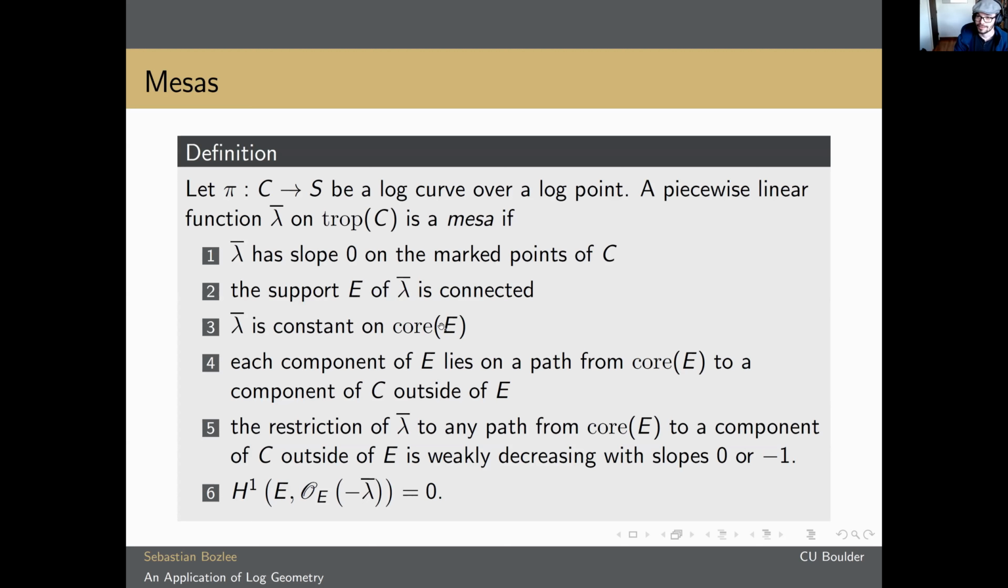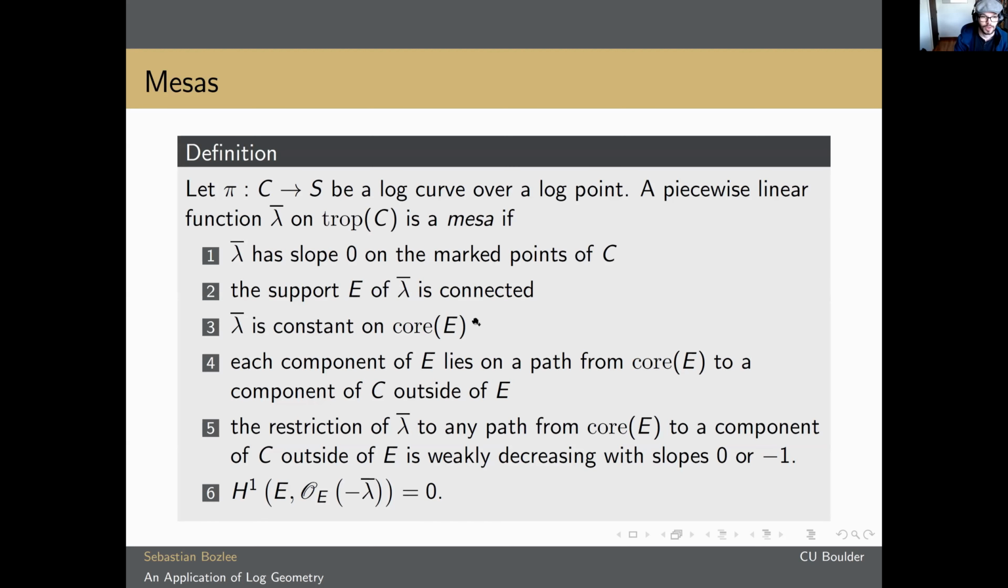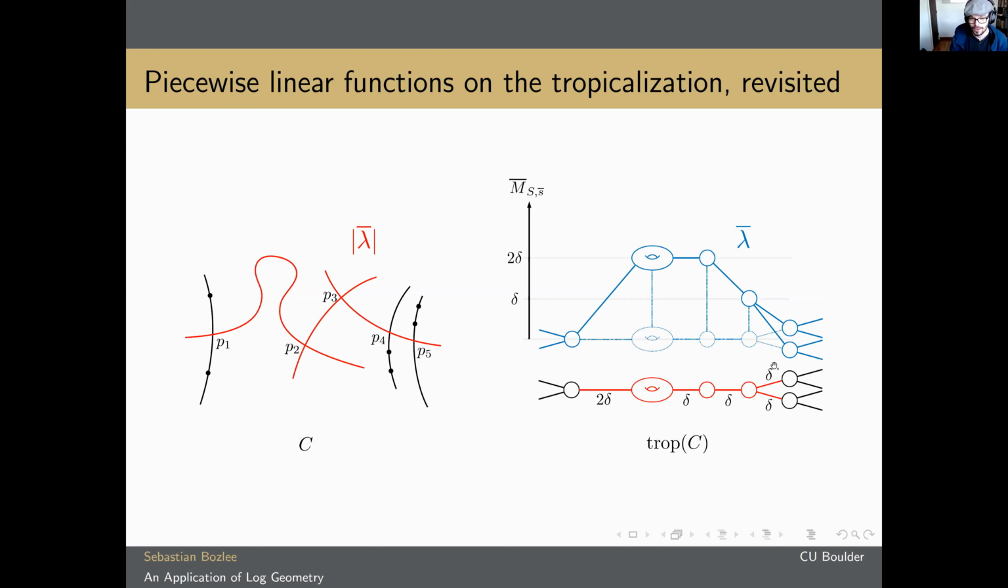We want the support to be connected. We're going to call that support E, and it is. So we didn't skip this component, for example, that would disconnect things. We want it to be constant on the core of E. So the core here is the smallest subcurve that contains all of the genus. In this case, the entirety of E here has genus 1, and that genus is really concentrated here at this one elliptic curve. So we want to be constant on this one curve, and being constant on one thing is quite easy. We are, in fact, constant on the core.